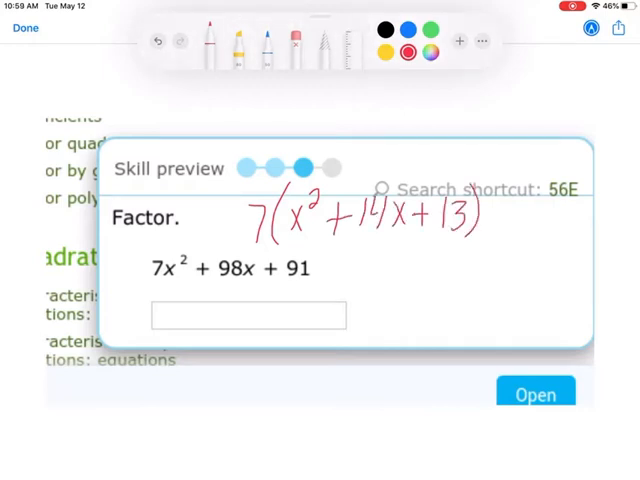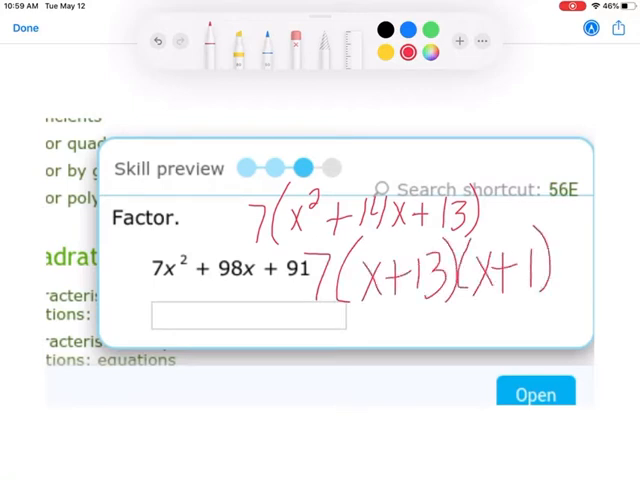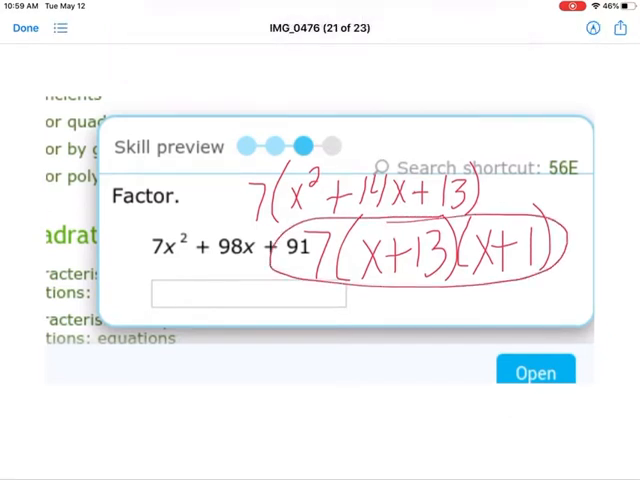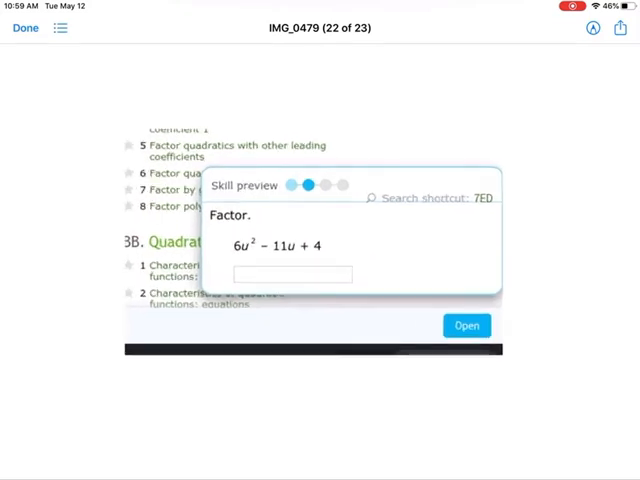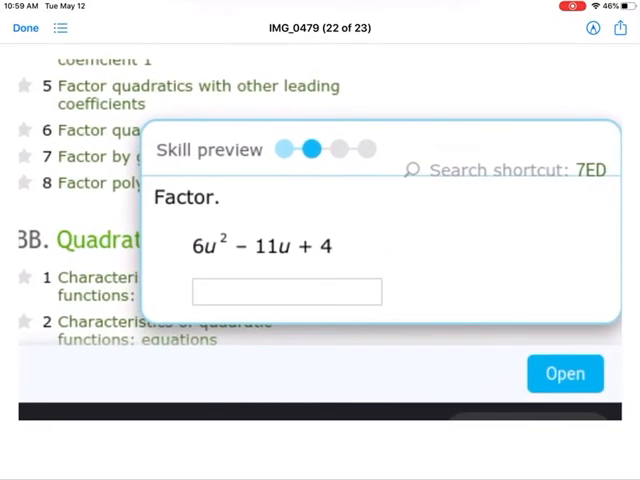All right, now to factor the rest of it. What multiplies to 13 but adds to 14? 13 times 1. So 7 follows along. x plus 13, x plus 1. And that right there is what you would type into your answer. All right. Next. Okay, in this case, look at this. There is no GCF.